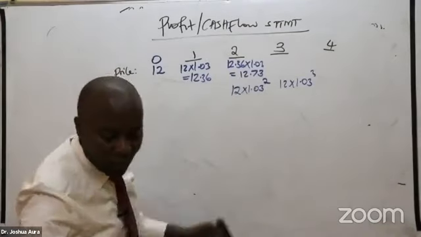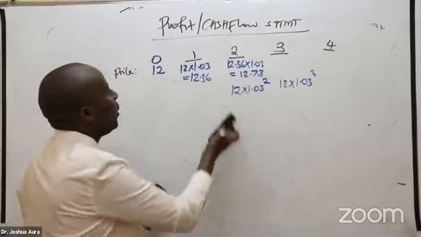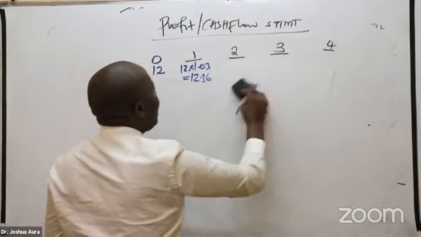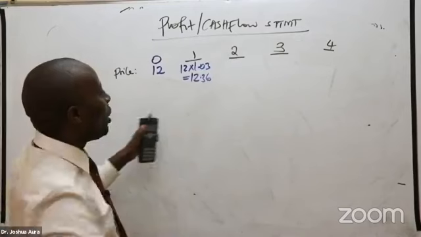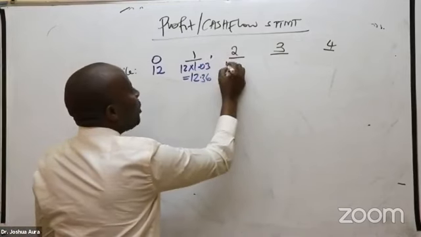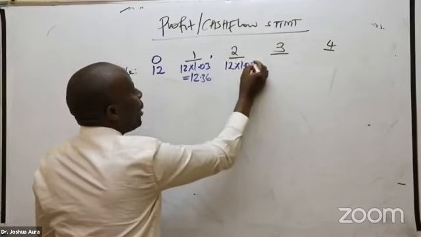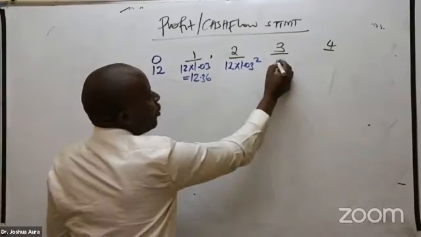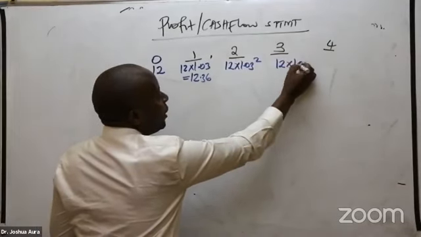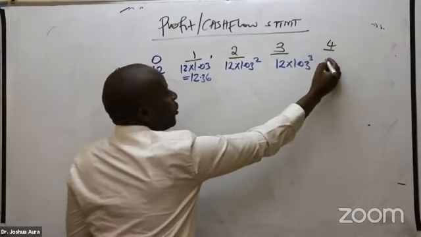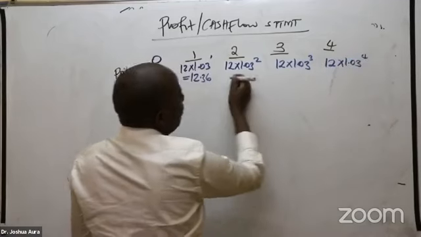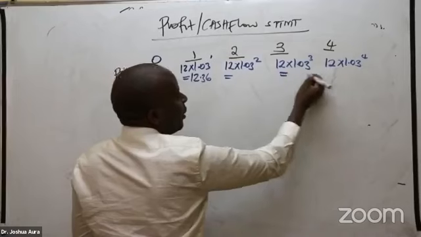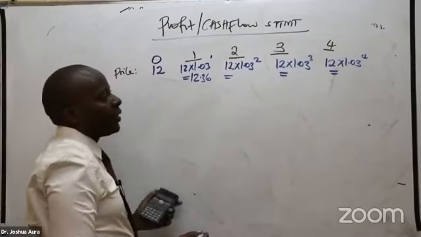So if I'm the one doing this, ladies and gentlemen, I begin here with 12. Then end of year 1 will be 12 times 1.03 raised to power 1. This will be 12 times 1.03 raised to power 2. This will be 12 times 1.03 raised to power 3. This will be 12 times 1.03 raised to power 4. So please give us these figures.